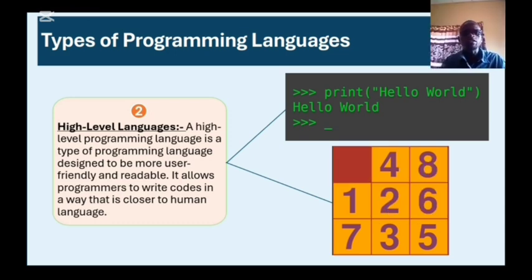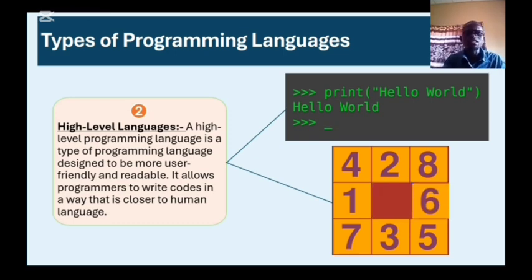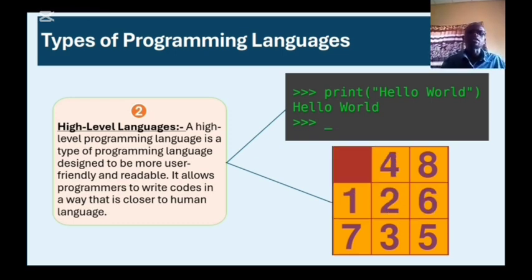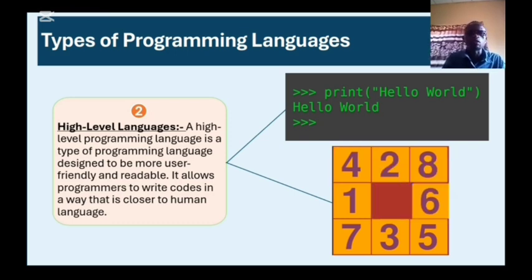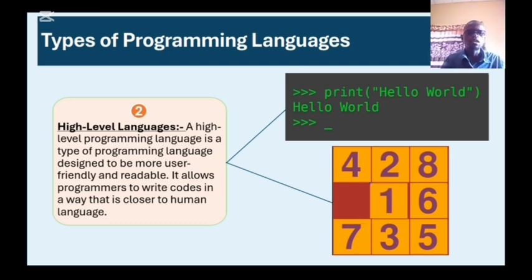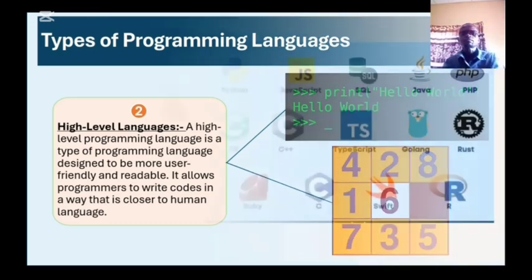The other picture here is a game that I can create with a high-level language. That is, it is easy for me to use a high-level language to create any application that I want easily. So it is easier for me to use a high-level language to give instructions to my computer to create any application that I want than using low-level languages.